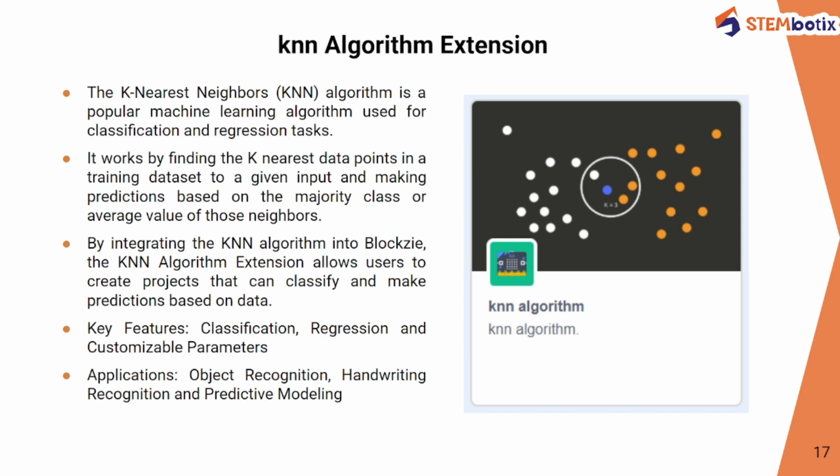Whereas in regression, the algorithm computes the average, or another aggregation, of the target values of the k nearest neighbors to predict the target value of the new point. So this KNN works something like this. The key features of this KNN algorithm are classification, regression, and customizable parameters. So you can do object recognition, handwriting recognition, or predictive modeling using this KNN algorithm.